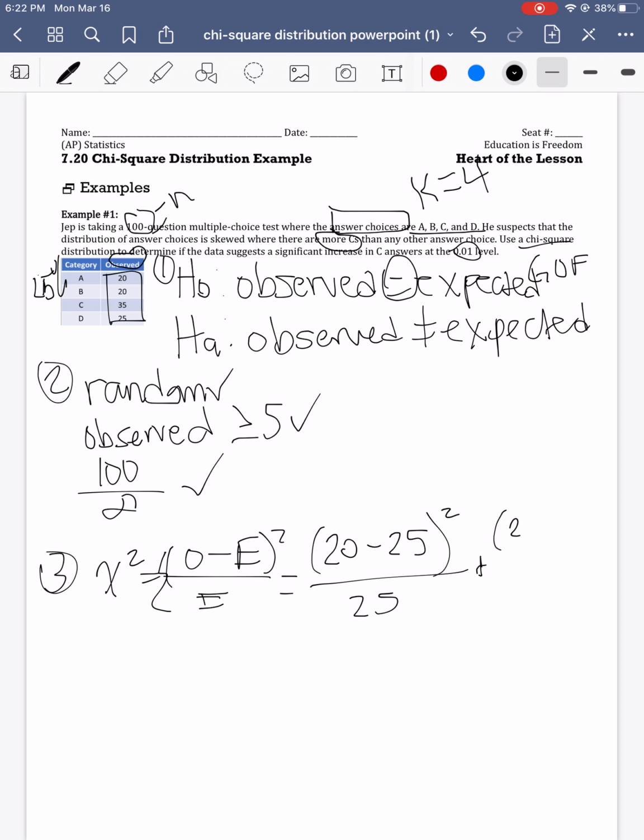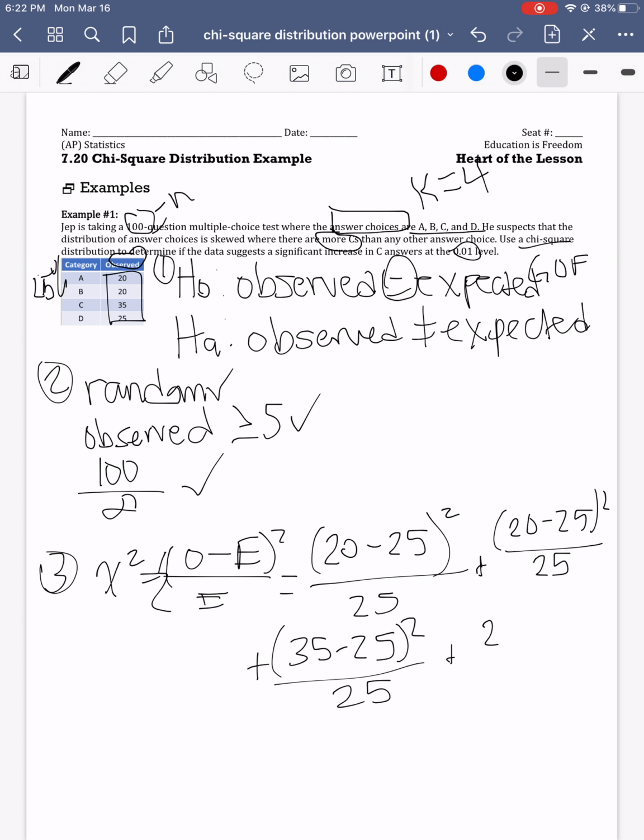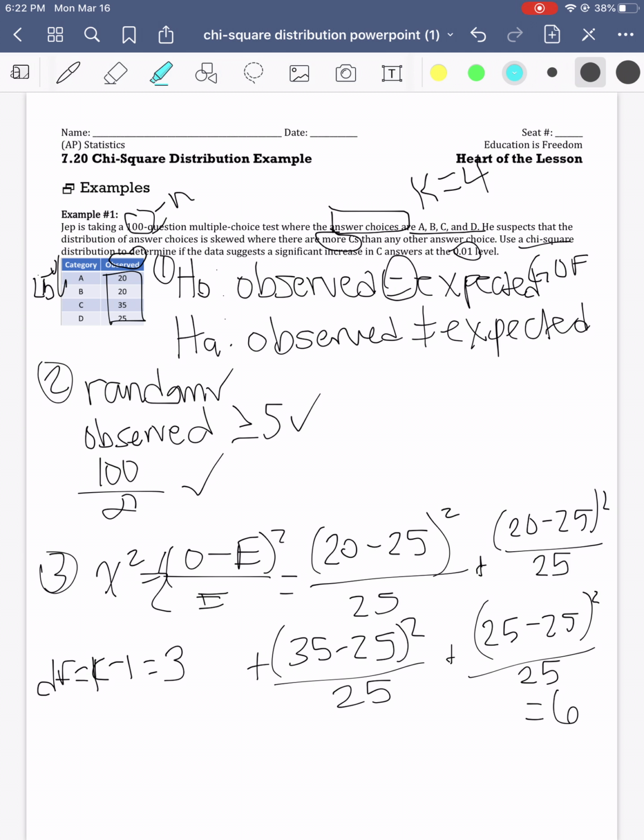And then for B, we have the same quantity. And then C, we have 35 answer choices observed minus the expected 25. And then lastly, this term is going to equal out to 0, but that's okay. And so if we calculate this out, we would get our chi-square is equal to 6. Lastly, we need our degrees of freedom to get our p-value, and this again is our k minus 1, which is equal to 3 here. So these are the two values that I'm going to need to find my p-value.